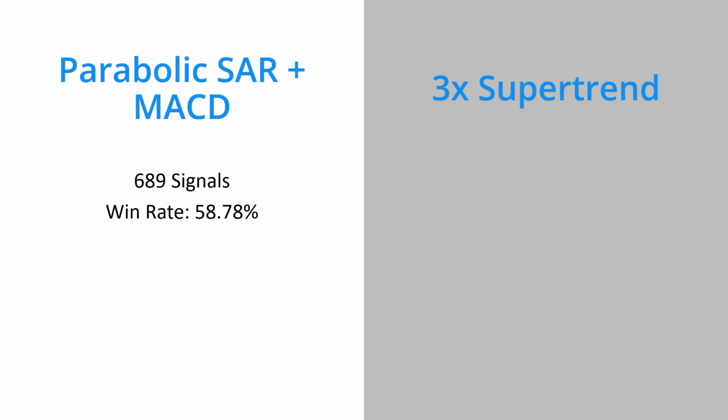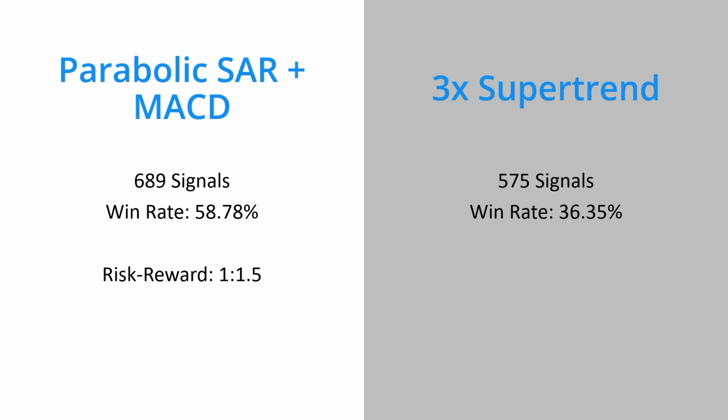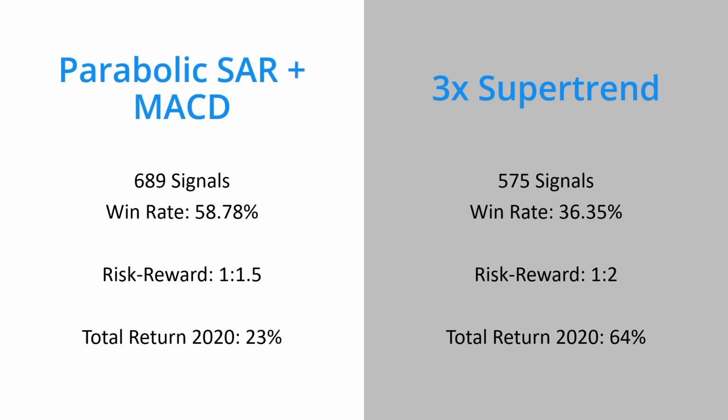Comparing this to the triple super trend strategy with a total of 575 trades and a win rate of only 36%, the Parabolic SAR and MACD strategy looks more favorable. That's where the risk to reward ratio comes in. We have only a 1 to 1.5 risk to reward with the Parabolic SAR, while we had a 1 to 2 risk to reward with the triple super trend strategy. The result? A 64% return based on 1% risk per trade. The Parabolic SAR and MACD strategy, on the other hand, achieved only 23% return on a 1% risk per trade. This visualizes the power of win rate in combination with a good risk to reward.